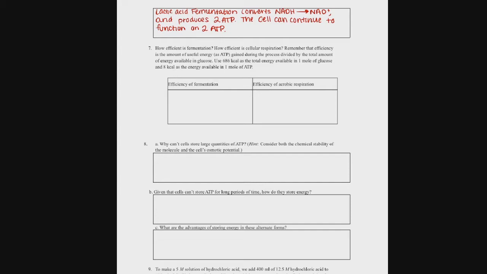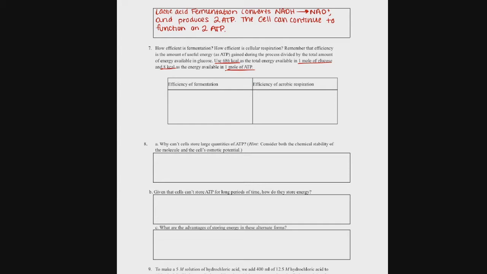Okay, moving on to 7. How efficient is fermentation? How efficient is cellular respiration? Remember that efficiency is the amount of useful energy as ATP gained during the process divided by the total amount of energy available in glucose. Use 686 kcal as the total energy available in 1 mole of glucose and 8 kcal as the total energy available in 1 mole of ATP. If we're testing efficiency of fermentation, we can do this mathematically by using these values to really show how great of a difference there is.